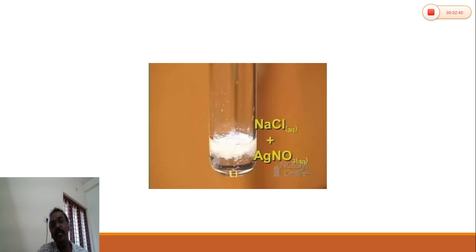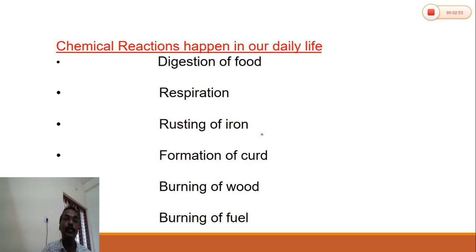Silver nitrate is colorless and sodium chloride is also colorless. When these two substances are added, a solid substance is formed. So a change of state takes place. Now these are the reactions that happen in our daily life: digestion of food, respiration, rusting of iron, formation of curd, burning of food, burning of fuel. These are some of the chemical reactions taking place in our daily life.